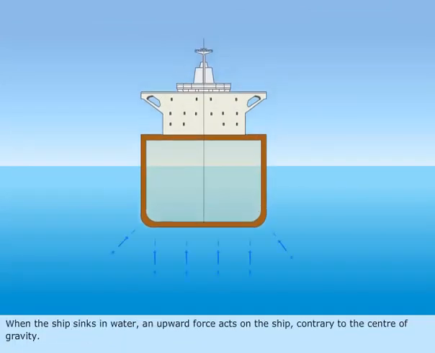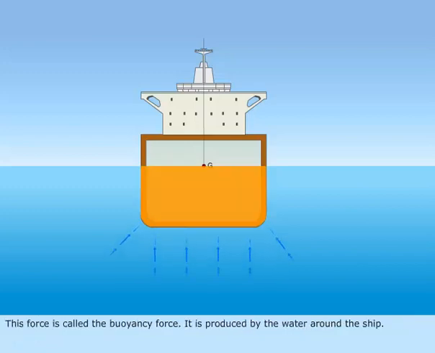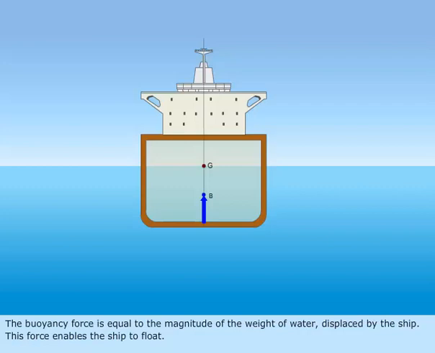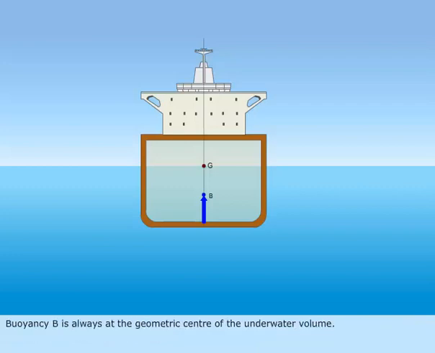When the ship sinks in water, an upward force acts on the ship contrary to the center of gravity. This force is called the buoyancy force. It is produced by the water around the ship. The buoyancy force is equal to the magnitude of the weight of water displaced by the ship. This force enables the ship to float. Buoyancy B is always at the geometric center of the underwater volume.